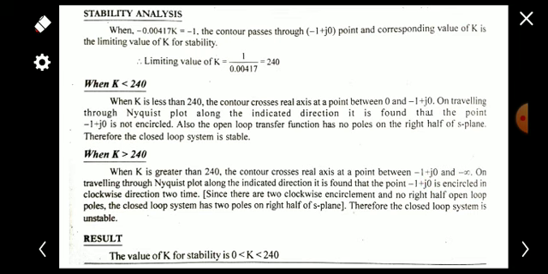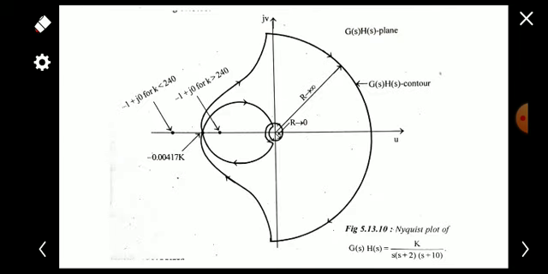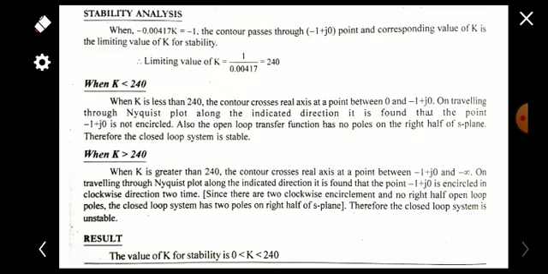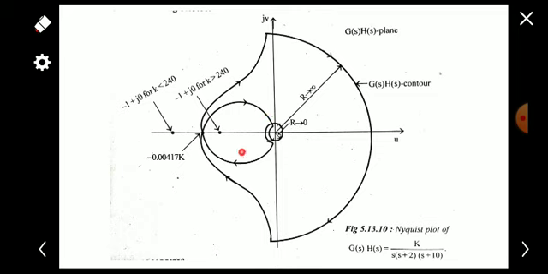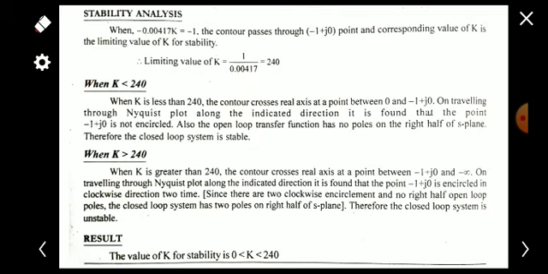This is the corresponding point here for k greater than 240, minus 1 plus j0 will be like this. So on traveling through this Nyquist contour, we know that this Nyquist contour will encircle the minus 1 plus j0 point. This is the first encirclement and this is the second encirclement, two times, in the clockwise direction.